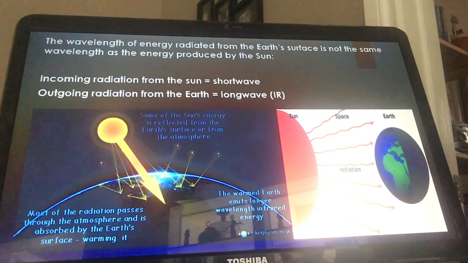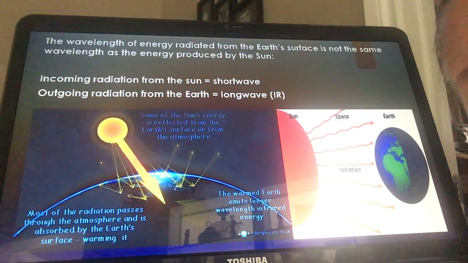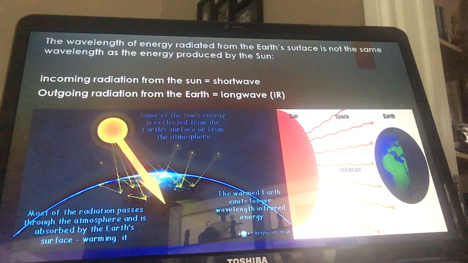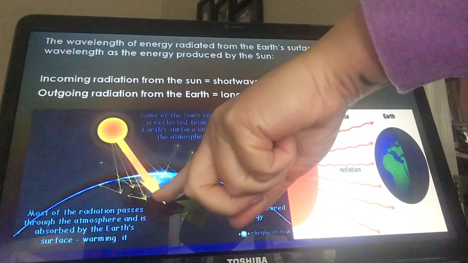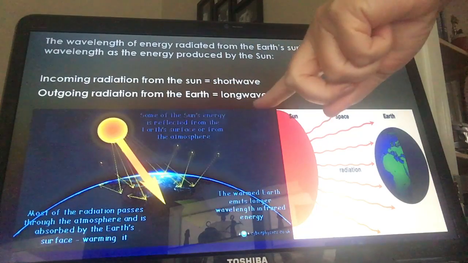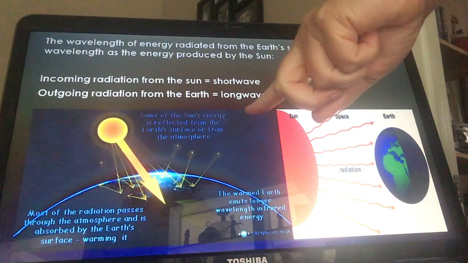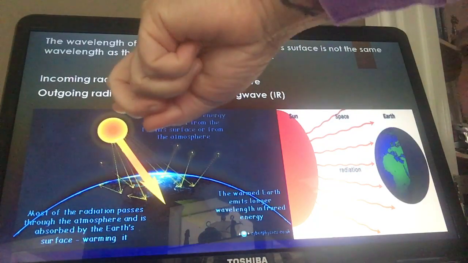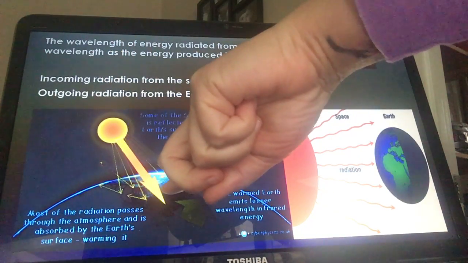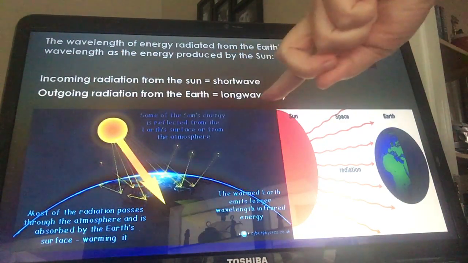In grade 12 chemistry, we have a whole unit about the different types of radiation. So for grade 10 science, all we need to know is that the radiation that comes in from the sun is shortwave radiation. And the energy that leaves from the Earth is longer wave radiation called IR, infrared. That's all we need to understand. So the wavelength of the energy coming in from the sun is shorter than the wavelength of the energy leaving.